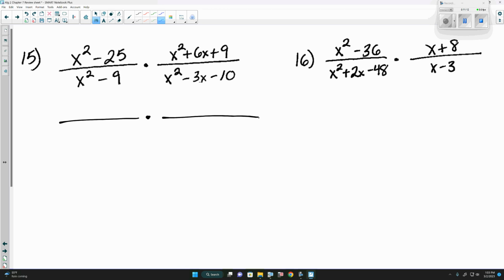Now the first thing we want to do is factor. I'm going to start off with x squared minus 25. We do have two terms, but there's not a greatest common factor between them. Because x squared is a perfect square, 25 is a perfect square, and they are being subtracted, we do have a difference of perfect squares, which would give us x plus 5, x minus 5. X squared minus 9 is again a difference of perfect squares. X squared would be x and x, 9 would be 3 and 3.